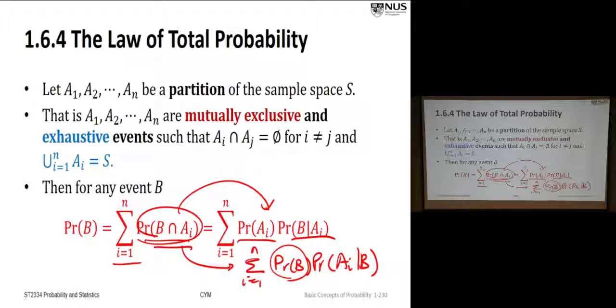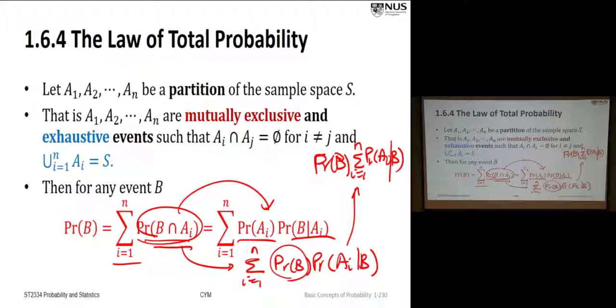It means that every term in this summation sign will have this factor. We call it a common factor. I can bring it out of this summation sign, right? So this becomes probability of B times the sum of probability of AI given B, right?